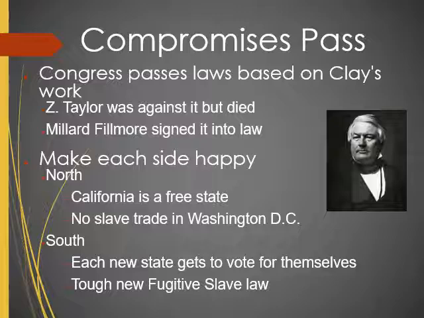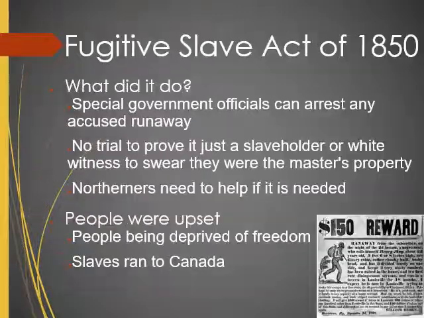And so that was kind of a win for the slave states, too. Now, in the South, each new state got to choose. Every single new state would get to choose for themselves if they were slave or free. So as they were requesting to be added into the Union, they would get to choose. And then also there was a tough new fugitive slave law, the Fugitive Slave Act of 1850, that was added in. And we're going to talk a little bit more about that on the next slide.